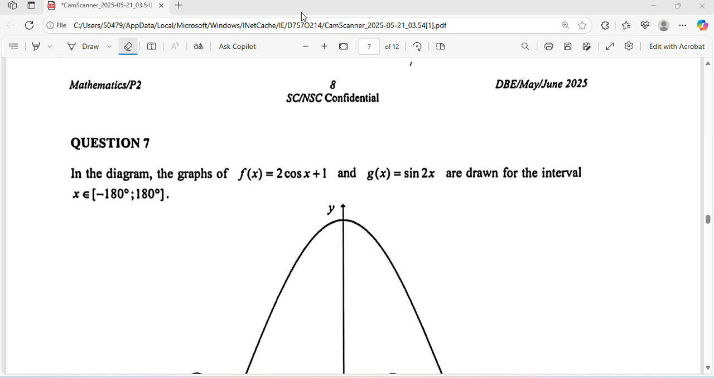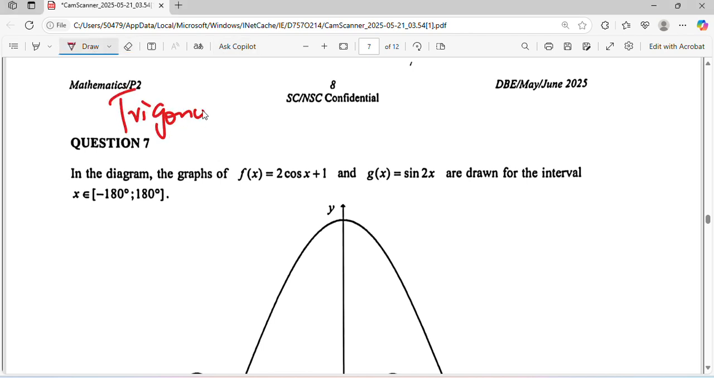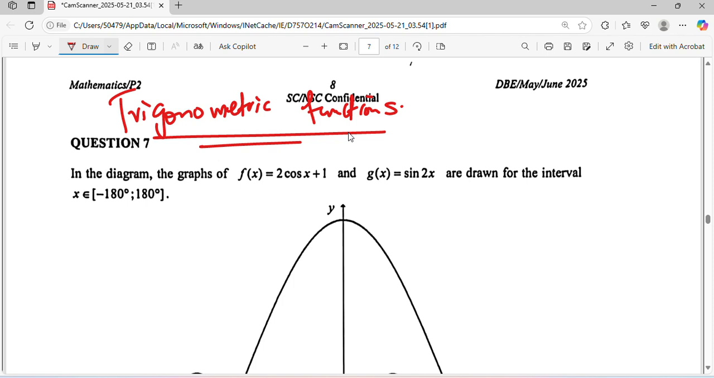In the May-June 2025 Mathematics Paper 2, I'm going to look specifically at question 7, which is on trigonometry, specifically trigonometric functions. I know this is one of those sections that students don't like. They say trigonometric functions are difficult, but today I want to show you an approach you can use when answering questions based on trigonometric functions, because this is part of trigonometry.